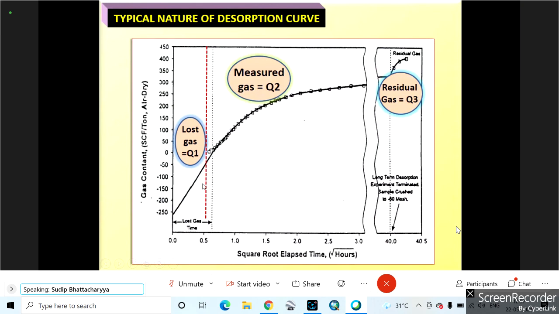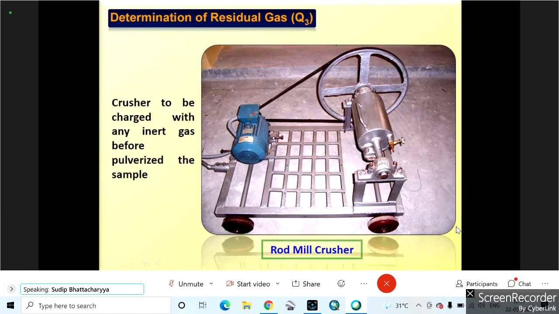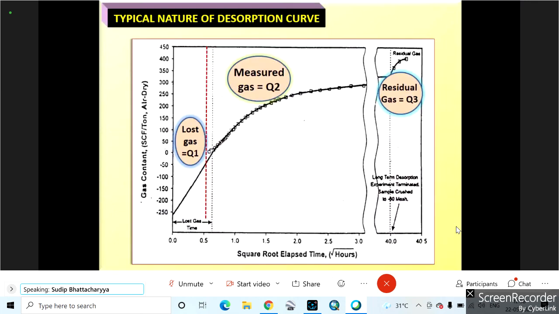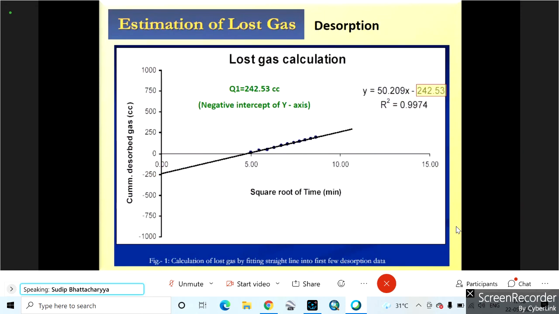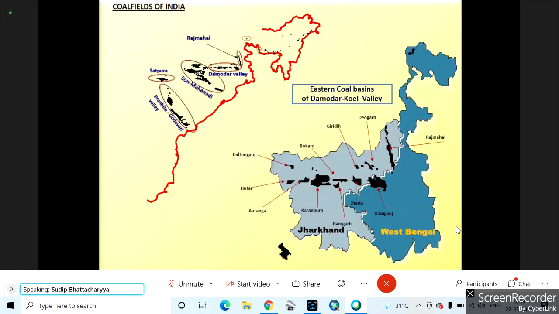The detail I am not going to discuss here. And for the residual gas, this is the Q3 roll mill crusher. Here we crush the sample, get the gas from here, and it is the residual gas. We will add it, and the lost gas calculation can be done, no problem. In a nutshell, that is how CBM, coal bed methane, is measured, and hand in hand the shale gas system is also like that. Something more is there afterwards, but the main procedure is almost the same for these two gaseous substances.